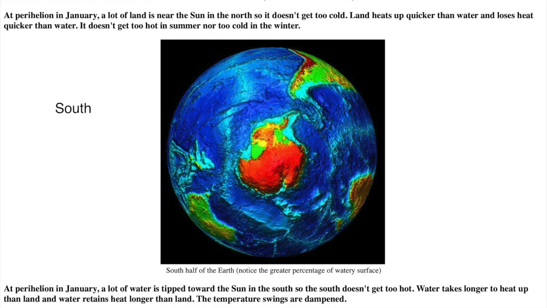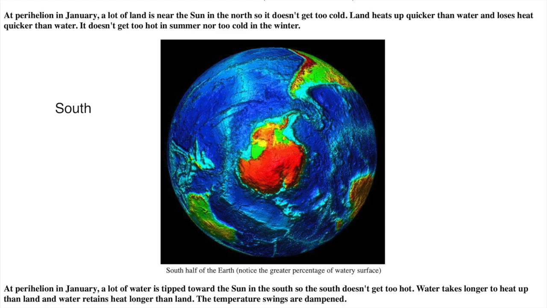Contrast that with the southern hemisphere, where all that water means it takes longer to heat up during the perihelion and longer to cool off at the Earth's aphelion, farthest distance to the sun. Again, the southern hemisphere doesn't get too hot in the summer nor too cold in the winter. Distance to the sun is not the reason for the seasons.